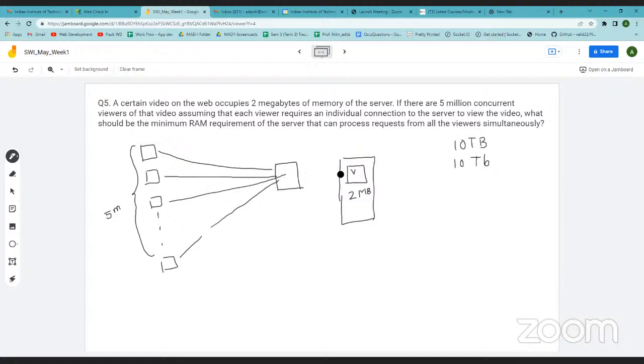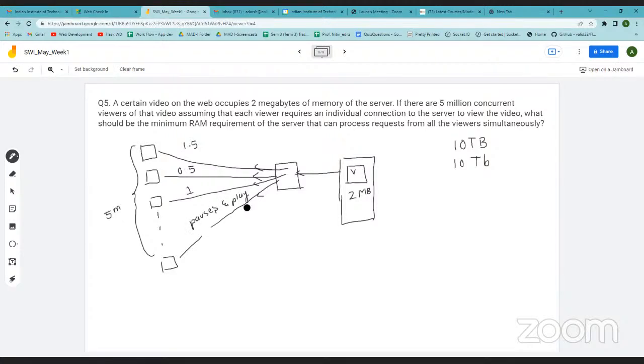What will the server have to do? Although it is a 2 megabyte video, it will have to individually give it to each viewer and play it according to its own speed, right? Let's say this viewer wants it to be played at 1.5, play it at 1.5. This user wants it at 0.5. This one wants it at the normal speed. This is someone who pauses and plays.